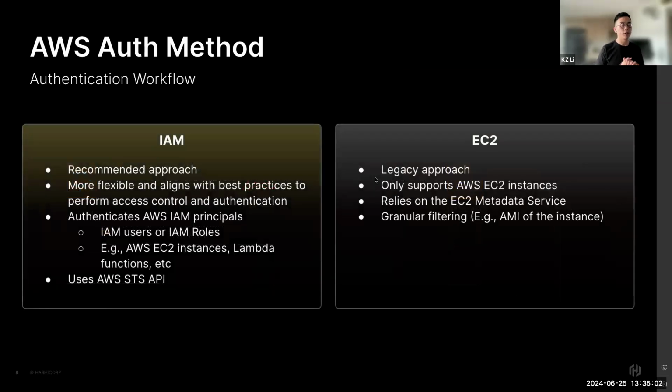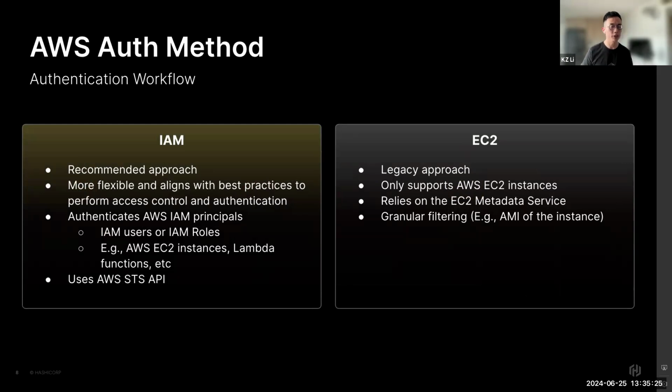There are two main types of AWS authentication workflow. The recommended approach would be to use IAM. IAM supports IAM principals such as our IAM users and roles. This method can be used across the different AWS resources, things like EC2s and Lambda functions. And under the hood, it uses the AWS STS API.